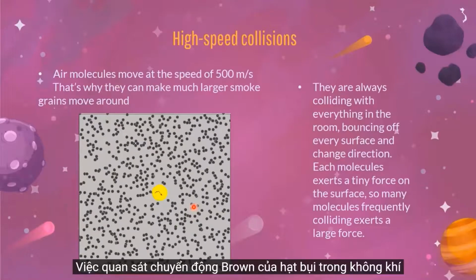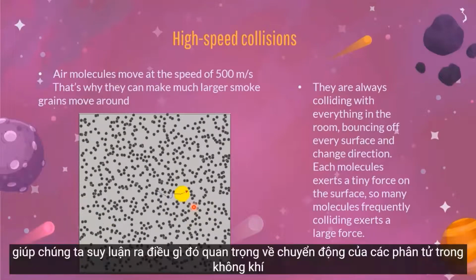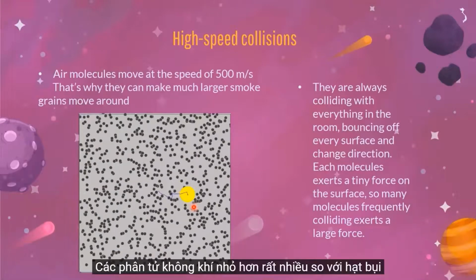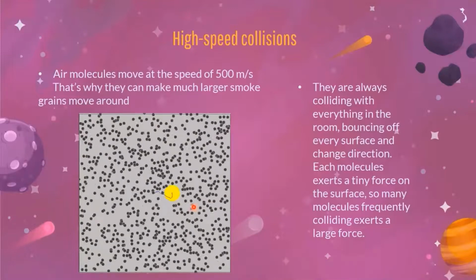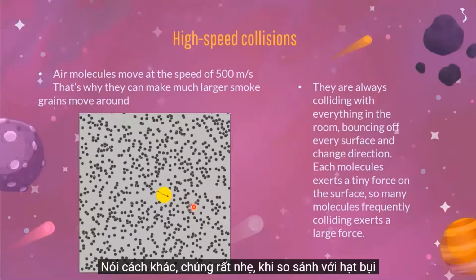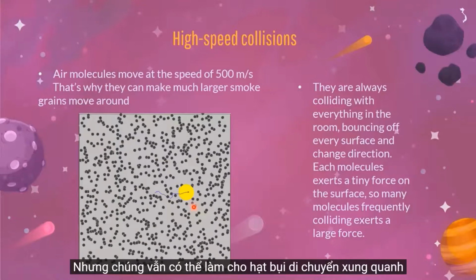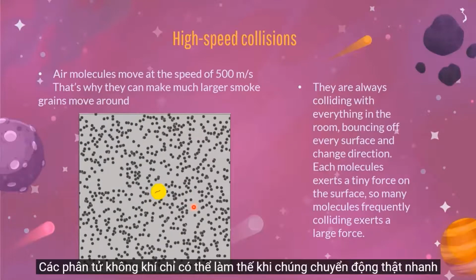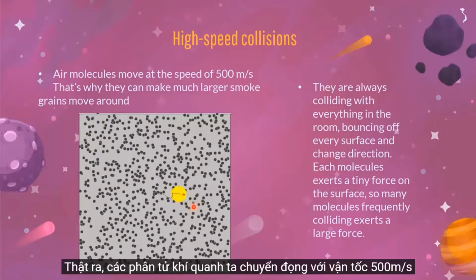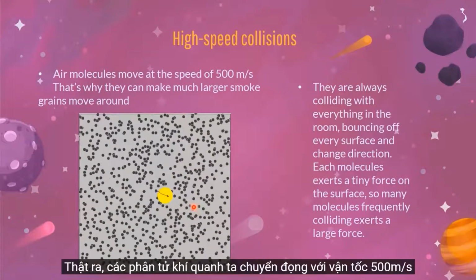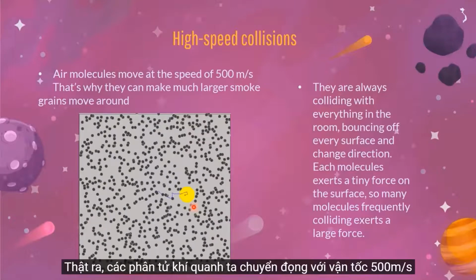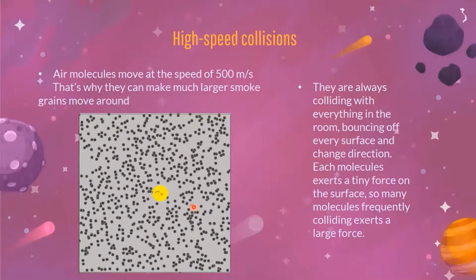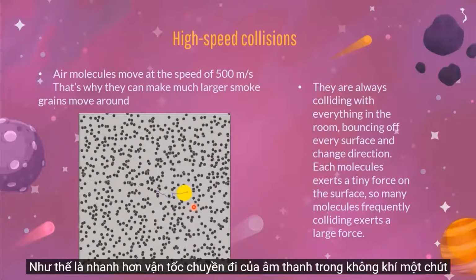Observing Brownian motion of smoke particles in air allows us to deduce something important about the motion of air molecules. The air molecules are much smaller than the smoke grains. In other words, they are very light compared to smoke grains, and yet they can cause the smoke grains to move around. The air molecules can only do this if they are moving around very fast. In fact, the molecules of the air around us move at a speed of the order of 500 meters per second. That is a little faster than the speed of sound in air.